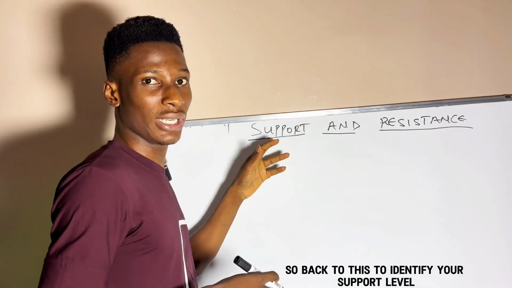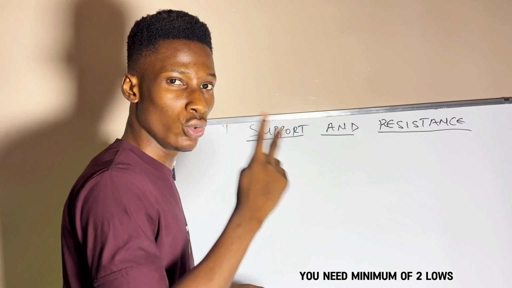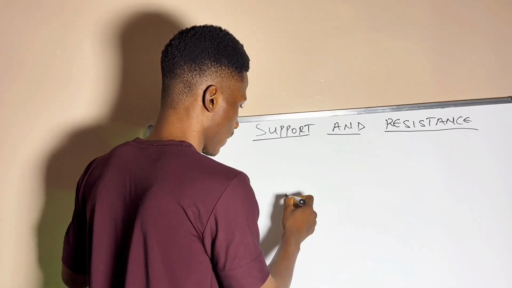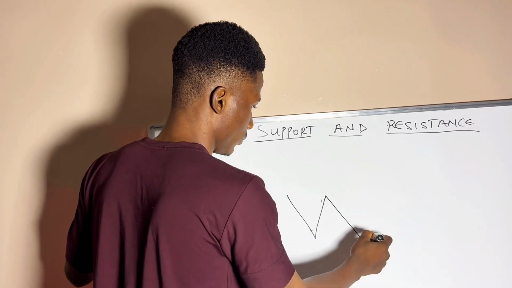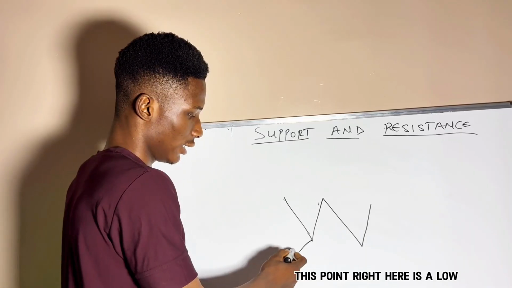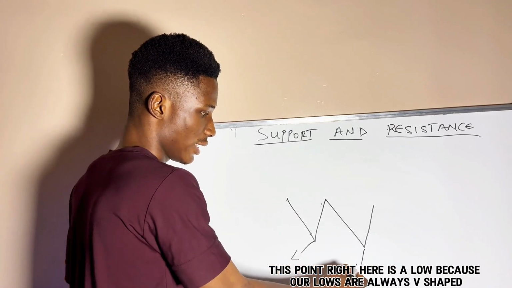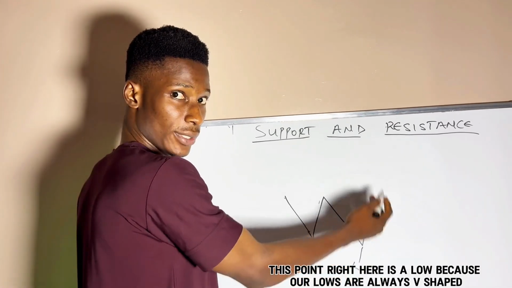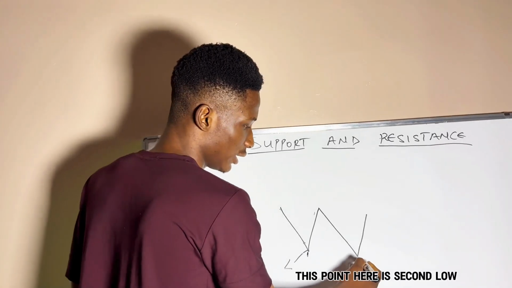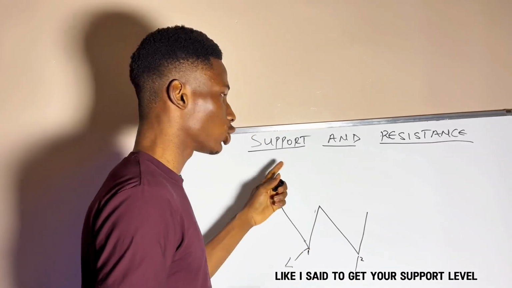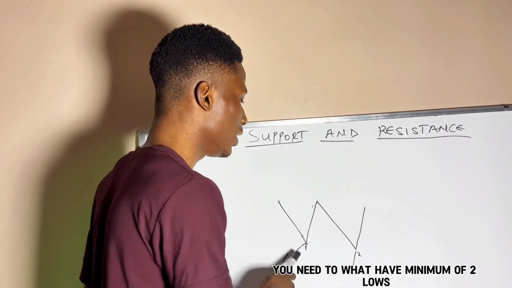So back to this. To identify your support level, you need a minimum of 2 lows. So let me give an example. This point right here is a low. This point right here is a low because our lows are always V-shaped. This point here is the first low. This point here is the second low. Like I said, to get your support level, you need to have a minimum of 2 lows.